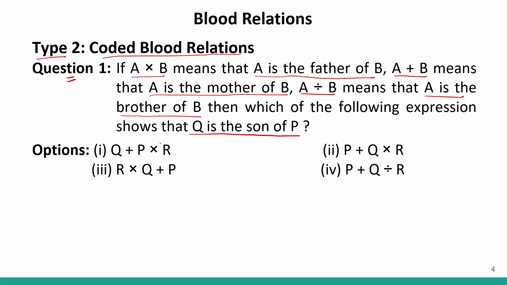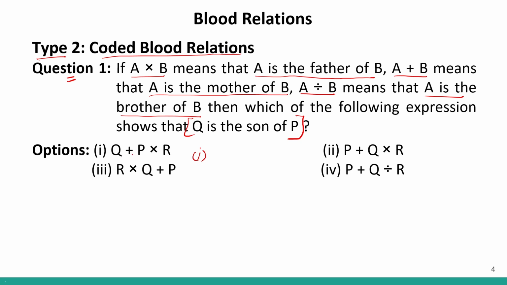So basically what do we have to do? We have to check for each option. We have to make a small family chart. Correct? And based on that family chart, we have to identify in which option this relation is being represented. So Q is the son of P. This should be the derived relationship in any one of the options. Okay, so let us start with option number 1.